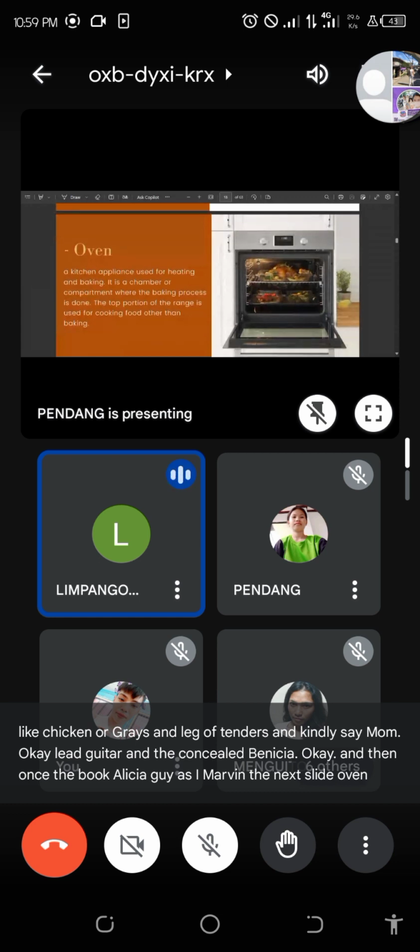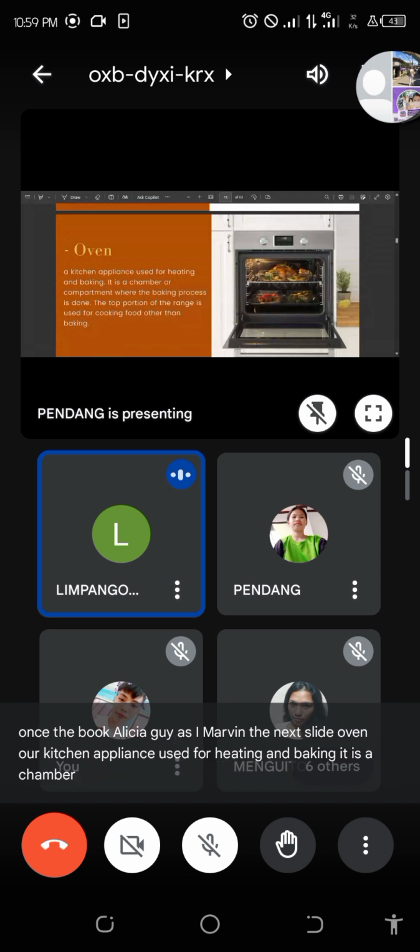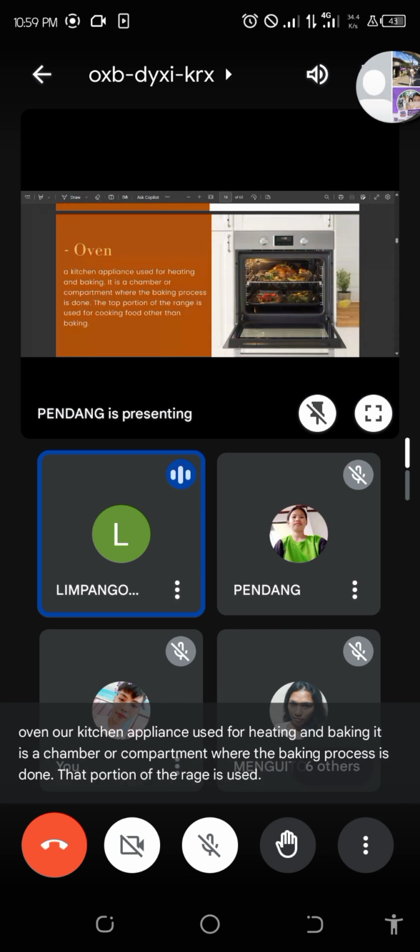Oven. A kitchen appliance used for heating and baking. It is a chamber or a compartment where the baking process is done. The top portion of the range is used for cooking food other than baking.